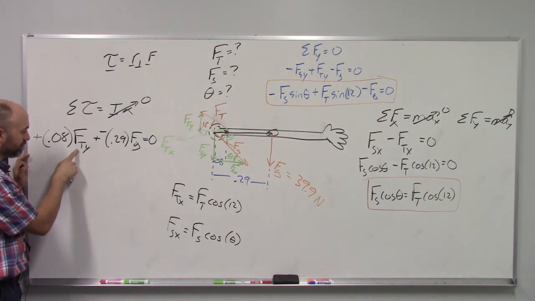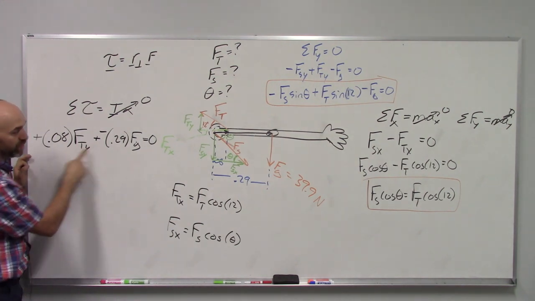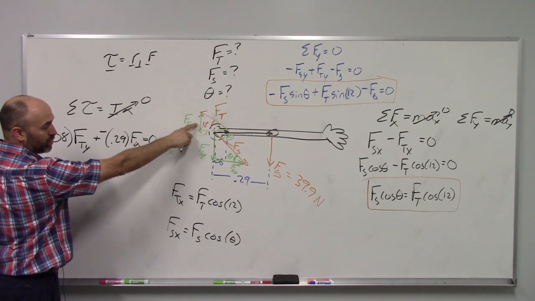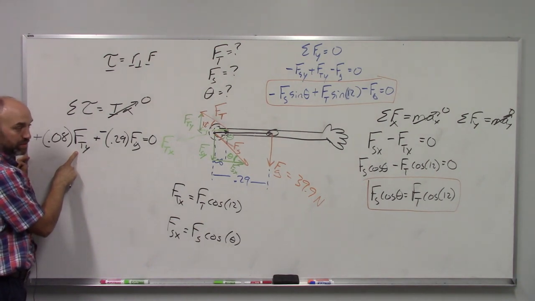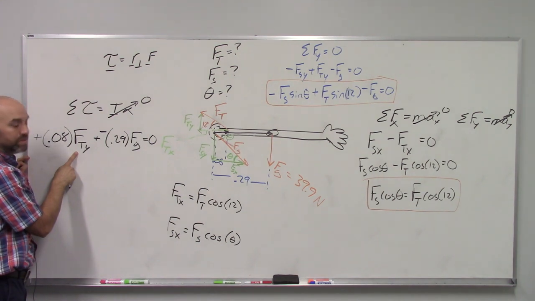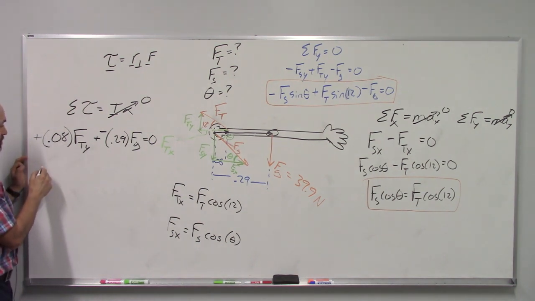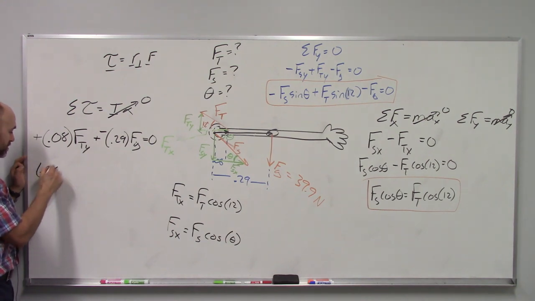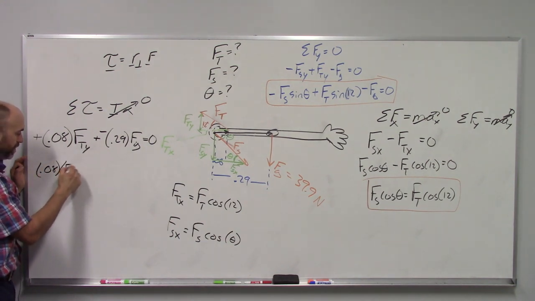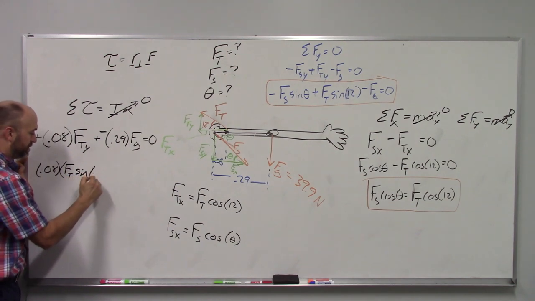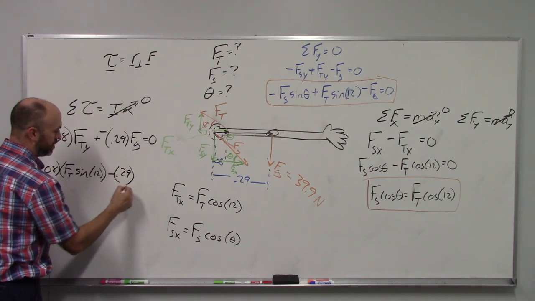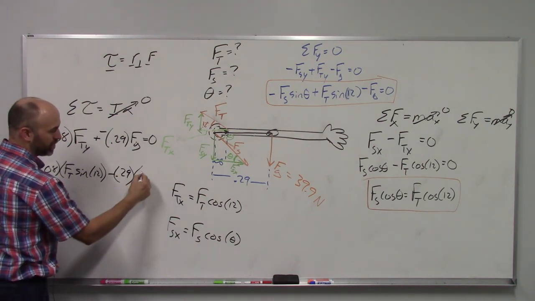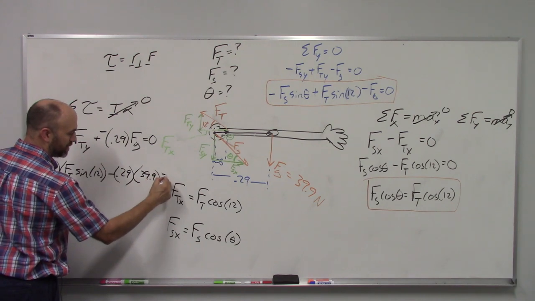Now we have an equation for this F_TY. It's this thing over here. In terms of sines and cosines, what is that one going to be? F_TY of 12. Yes. So we're going to have 0.08 times F_T sine of 12 minus 0.29 times the force of gravity, which was given to us as 39.9, at least that was Ashton's number.